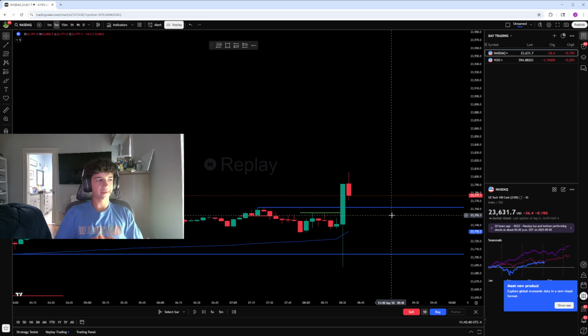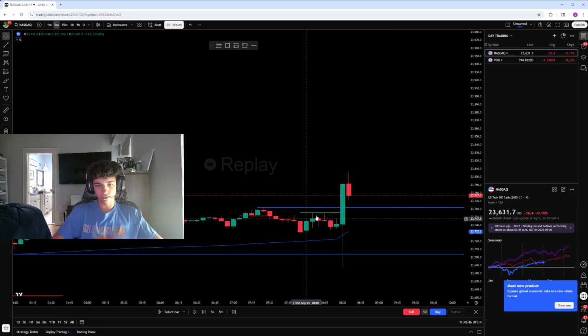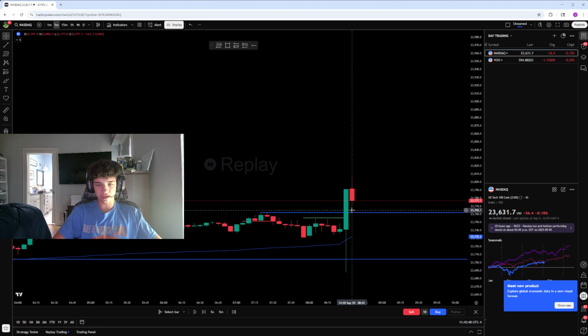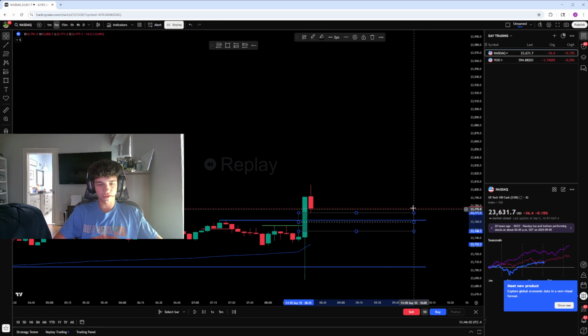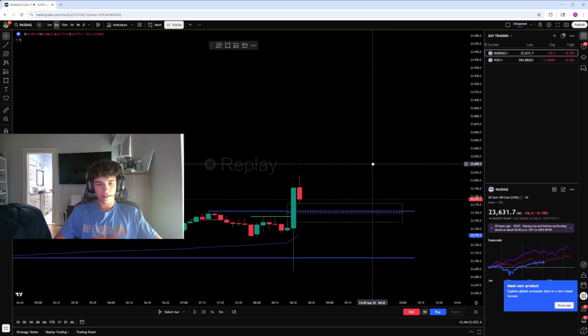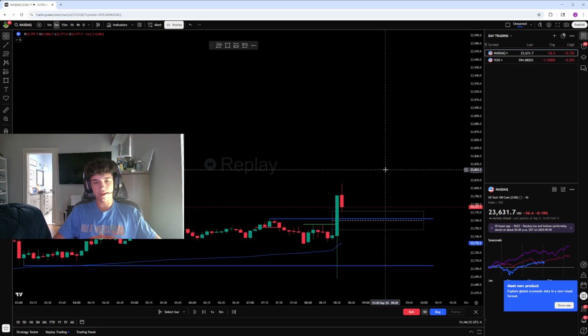A fair value gap is created by a three candle, like a big push or a big pullback. In this case, it was a big push. And you guys see all the empty space in between these two candles. That is basically what our fair value gap is going to be. What you want to do is take the high of the first candle and the low of the third candle, and that is your fair value gap. And these can help you recognize if the trend is bullish or bearish.